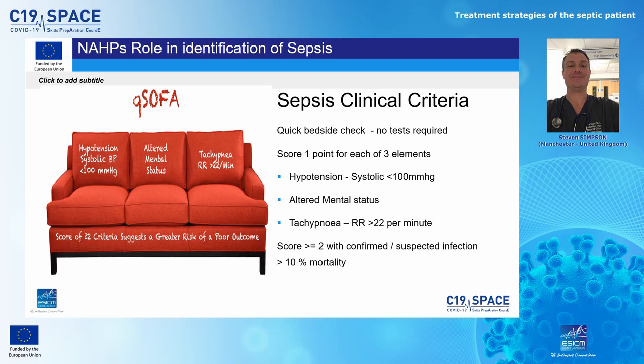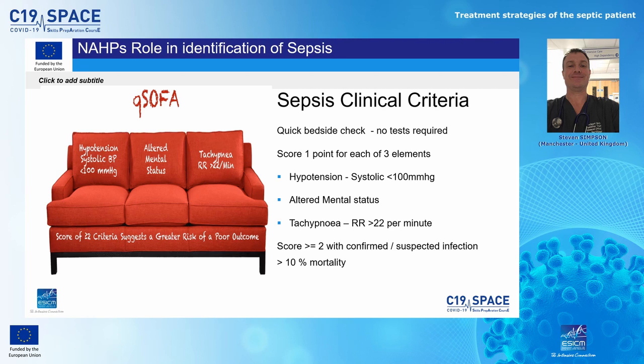The qSOFA or Quick SOFA score was mentioned and discussed in the third International Consensus Definition for Sepsis and Septic Shock in 2016. This is a simple and easy bedside test that can be applied to patients to see if they have possible signs of sepsis. It requires no physiological tests and therefore is quite simple to apply. It looked at 3 elements: blood pressure, altered mental status, and respiratory function.